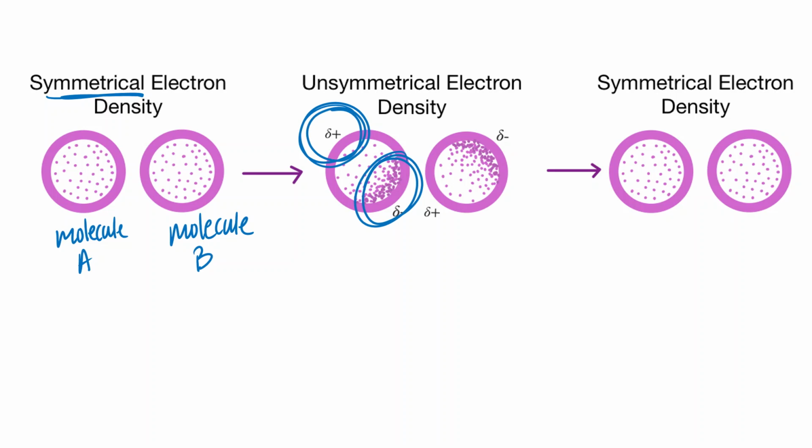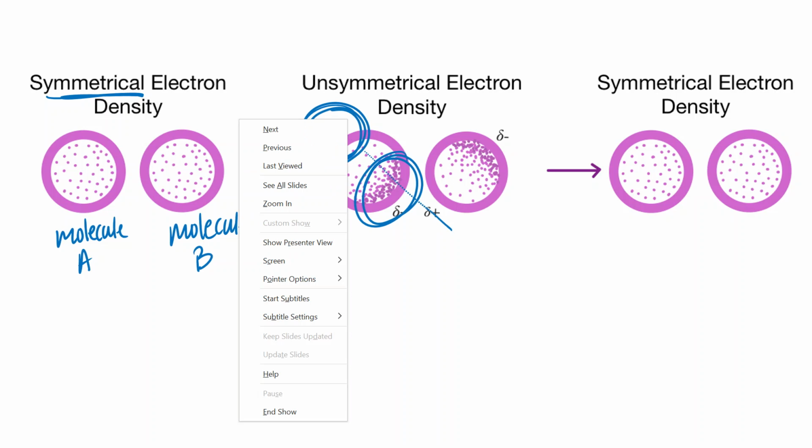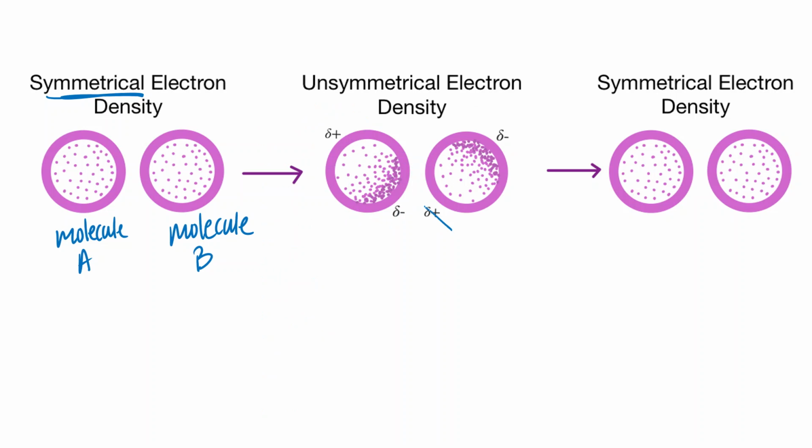So for that brief second where my electron clouds are unequal, where they are asymmetrical, these molecules are going to attract to each other. Like little magnets, the negative side of one attracts the positive side of the other. So we're going to have this attractive force. Now the next second, it might go back to being symmetrical, and that attraction is gone.